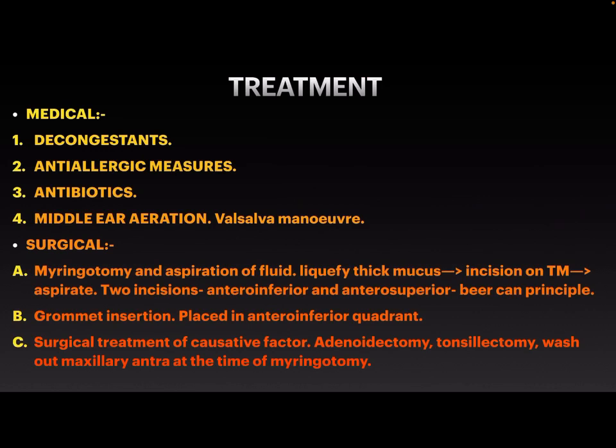If it starts to heal quickly, the grommet will slip out, and all the fluid may not get drained. So if you put the incision on the anterior inferior quadrant, it will take time to heal, and the grommet can stay over there and a lot of fluid can come out. So that's why you're giving the incision over there.